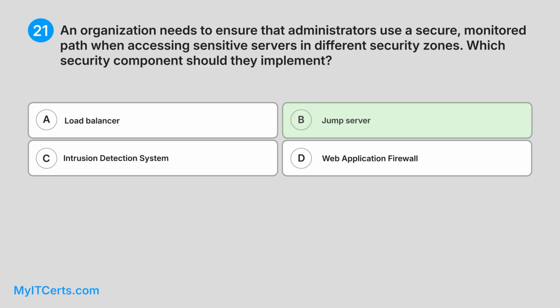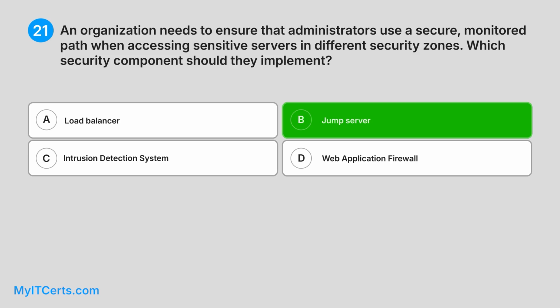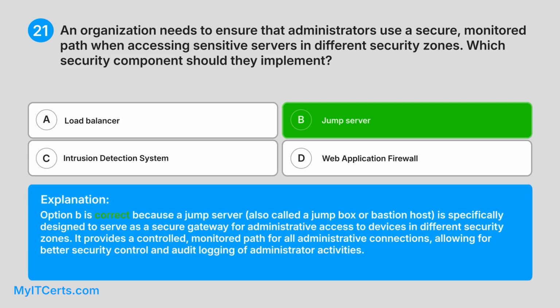Correct answer. B. Jump server. Explanation. Option B is correct because a jump server, also called a jump box or bastion host, is specifically designed to serve as a secure gateway for administrative access to devices in different security zones. It provides a controlled, monitored path for all administrative connections, allowing for better security control and audit logging of administrator activities.